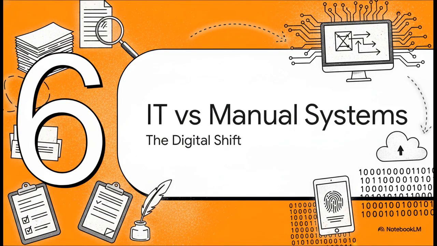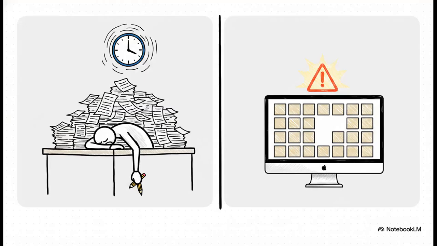And finally, Section 6, Computerized versus Manual Systems. Up to this point, we've talked a lot about physical signatures and pieces of paper while giving you glimpses into the digital world. Let's put them head to head.